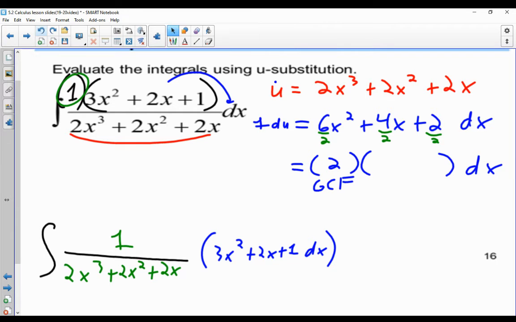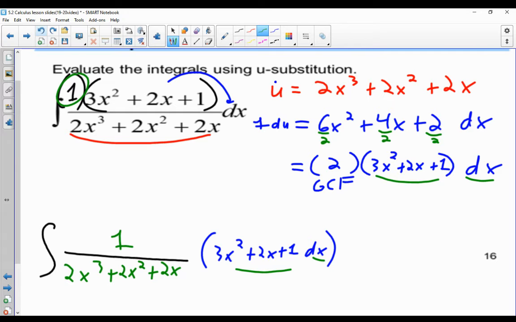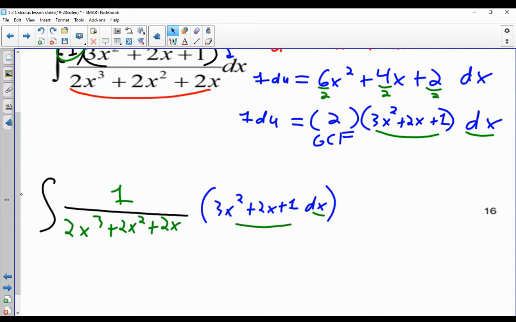And what will that get me? The first one, 6 divided by 2, will give me 3x squared. The 4 divided by 2 will give me 2x. And the 2 divided by 2 will give me 1. Oh my gosh! I have the dx and I have the 3x squared plus 2x plus 1. Yay! So that basically means all I have to do is divide by this 2 on both sides.